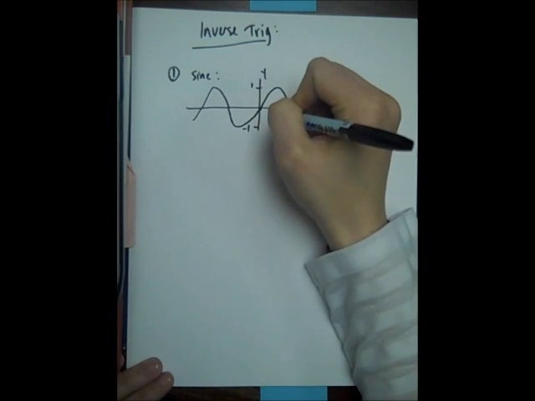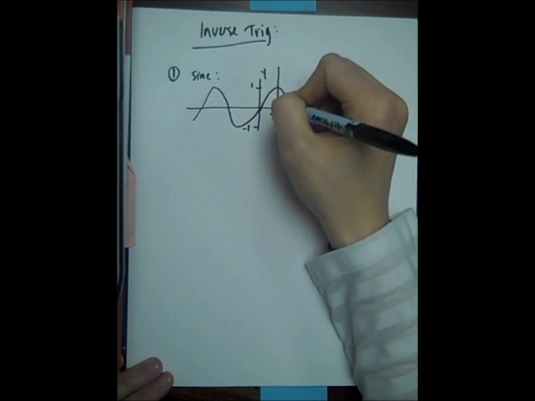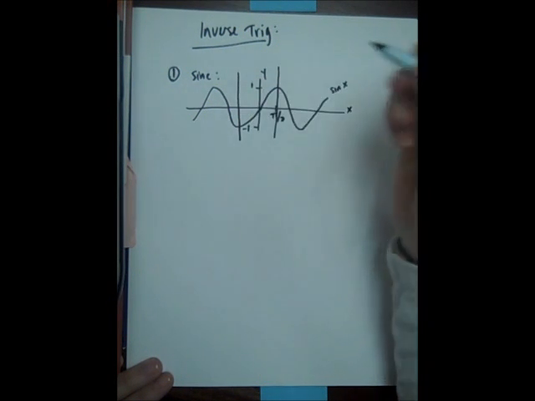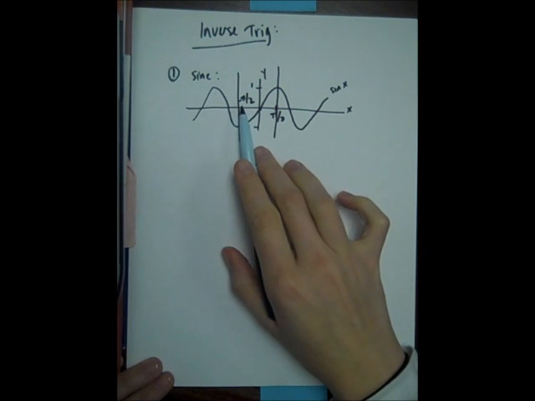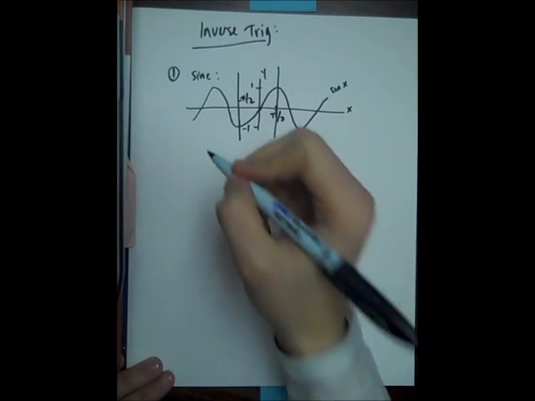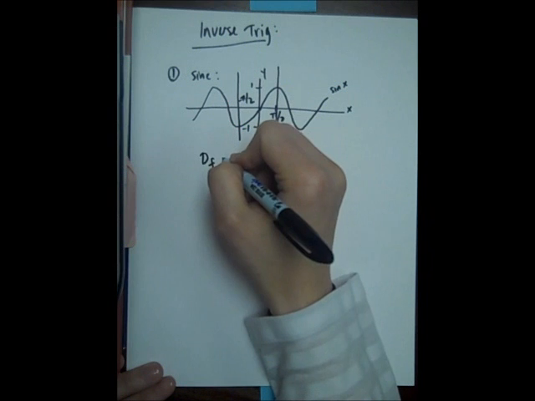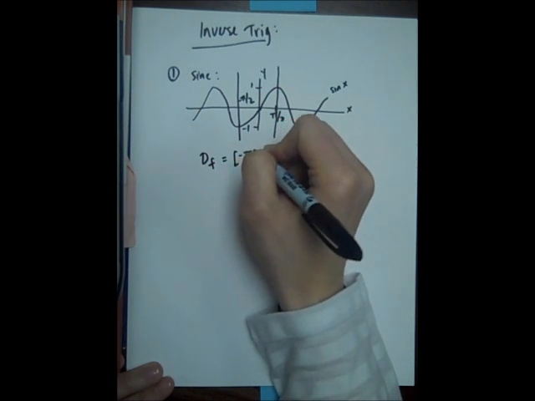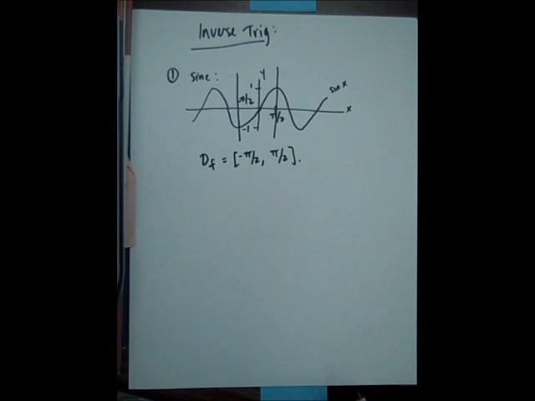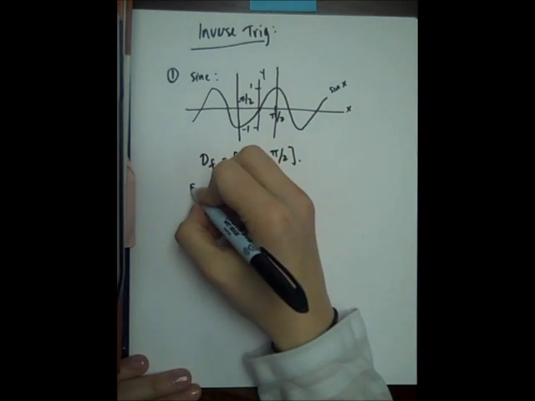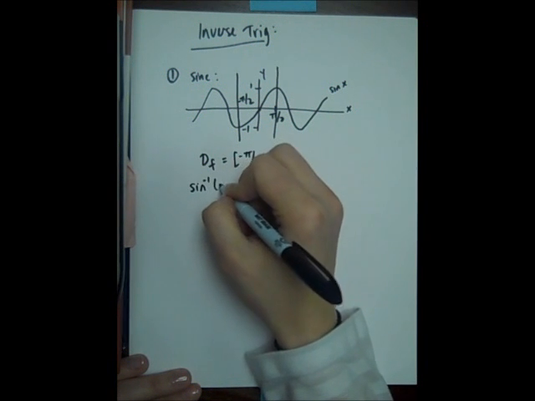So the way we're going to restrict it is to only look at this little piece of it. That little piece is just the piece from -pi/2 to pi/2. So we're going to restrict the domain to be -pi/2 to pi/2. By doing that, now sine inverse does exist. The way sine inverse is written is sine to the -1 of x.